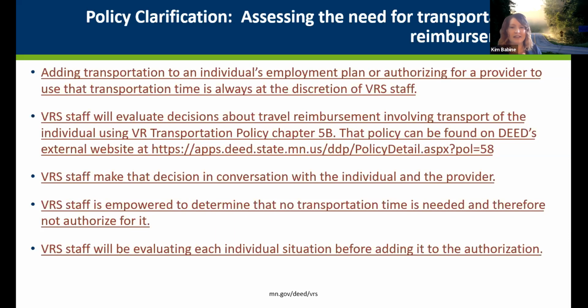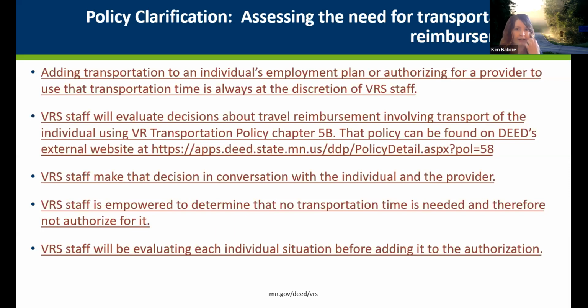So again, the decision is made in conversation with the individual and their provider. And there may be times when the staff determines that no transportation time is needed and not to authorize for it. That is something that, again, it's really important to our federal funder, to RSA, that that decision is being made, and the VR staff can have that discretion, and that we'll be evaluating each individual situation before adding it to the authorization.